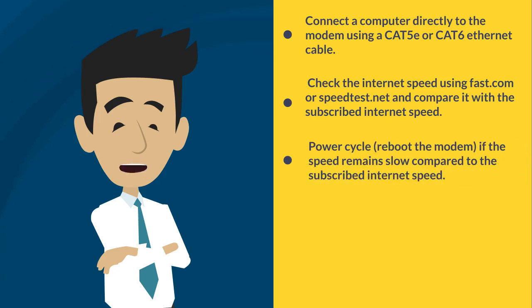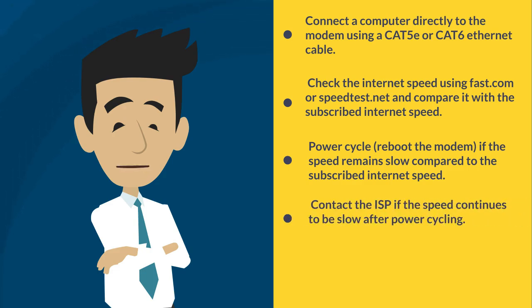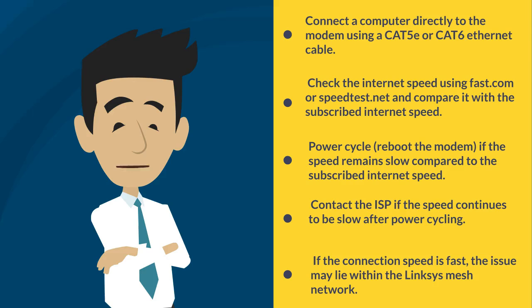Power cycle or reboot the modem if the speed remains slow compared to the subscribed internet speed. Contact the ISP if the speed continues to be slow after power cycling. If the connection speed is fast, the issue may lie within the Linksys Mesh network. Reconnect the modem to the internet port of the parent node and proceed to the next step.